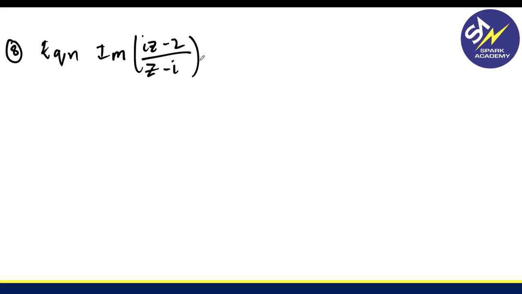Next question, we are doing the 8th question now. The equation: imaginary part of ((iz − 2) whole divided by (z − i)) plus 1 equal to 0.